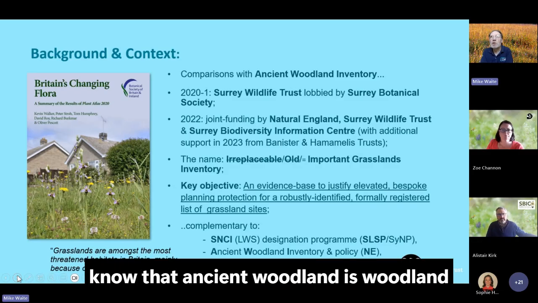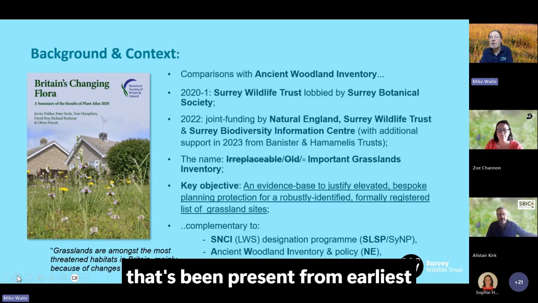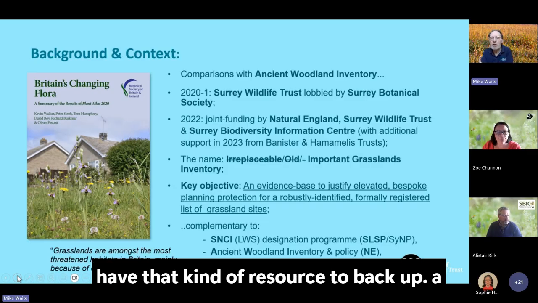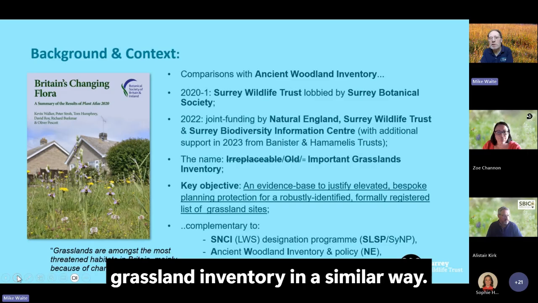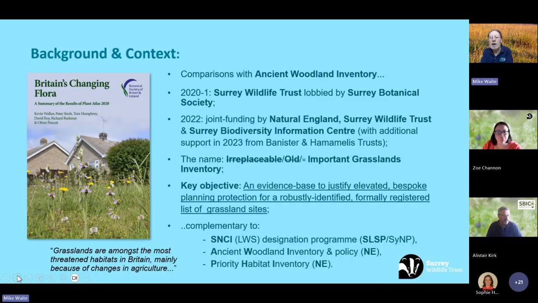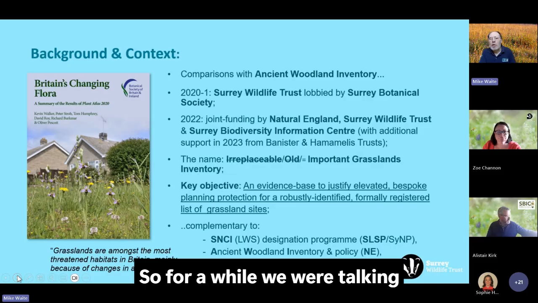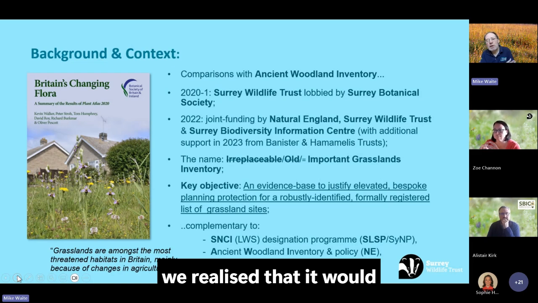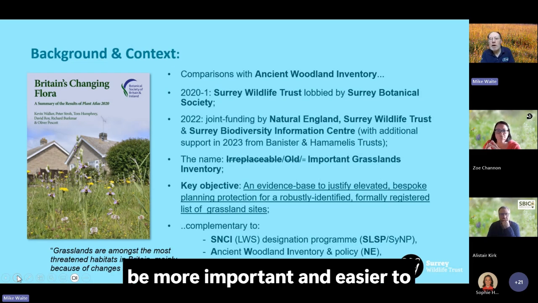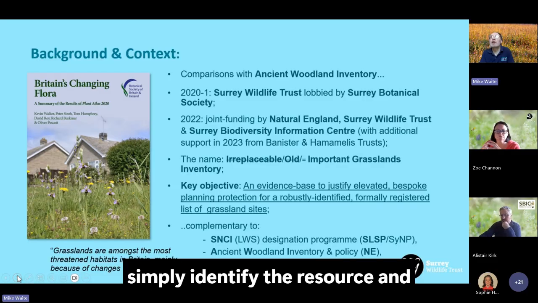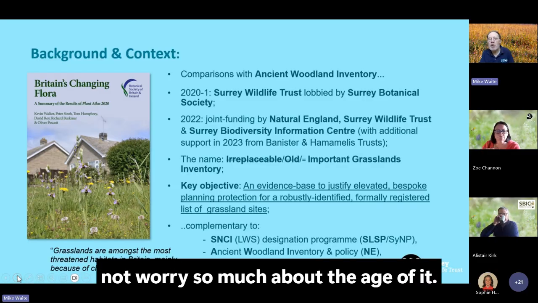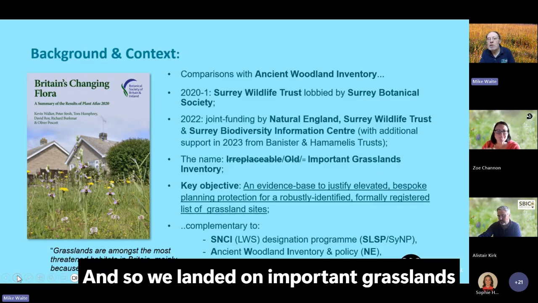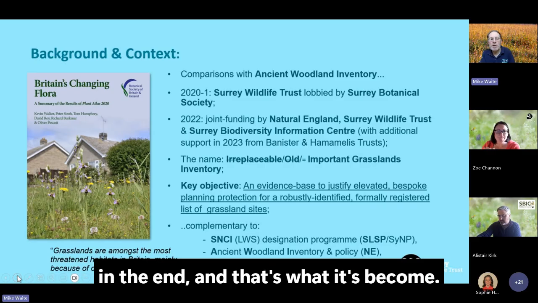But a key thing here, going back to the comparisons with the ancient woodland, is that we all know that ancient woodland is woodland that's been present from earliest mapping, 1600 onwards. You don't have that kind of resource to back up a grassland inventory in a similar way. So for a while we were talking about old ancient grasslands, but we realized that it would be more important and easier to simply identify the resource and not worry so much about the age of it. And so we landed on important grasslands in the end, and that's what it's become.